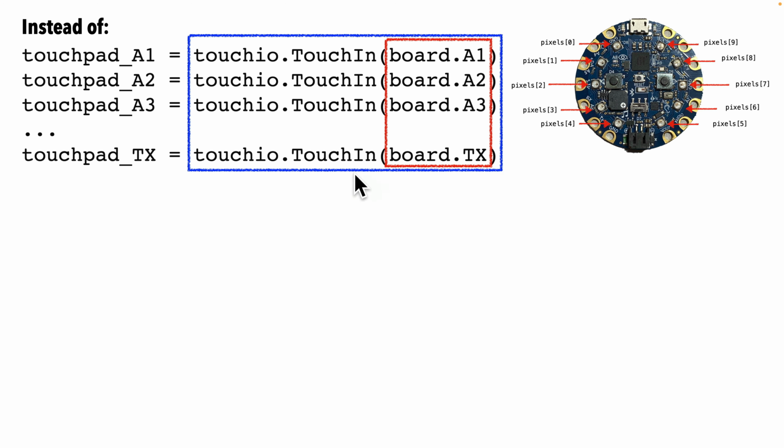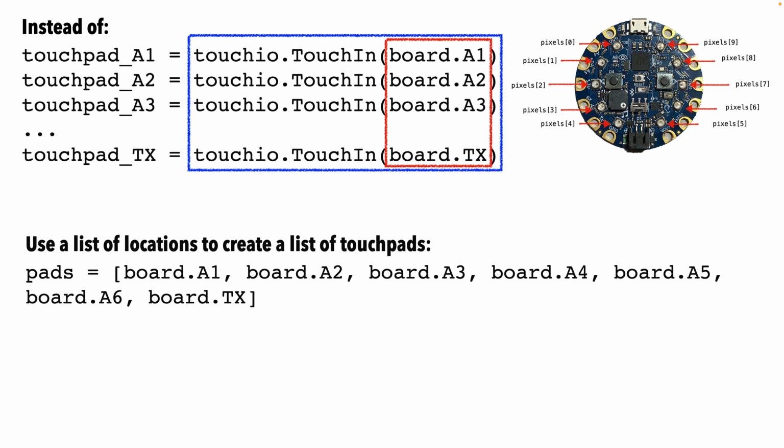Now we could have repeated this same setup essentially 7 times with just a little bit of change in here. We changed the variable name and the touchpad location, but instead we're going to do this. We're going to create a single list named pads, and inside this list will be 7 elements, 1 for each location of the touchpad, board.A1, board.A2, all the way up to board.TX.